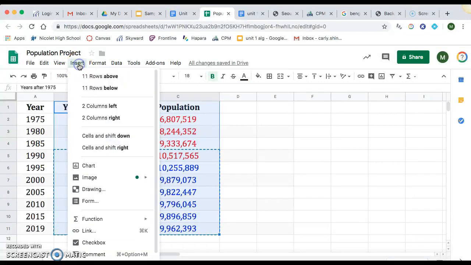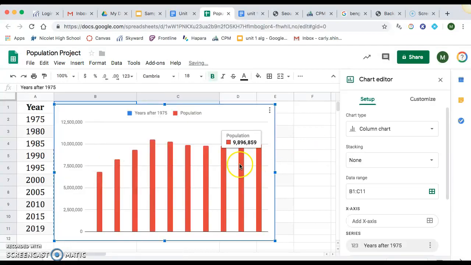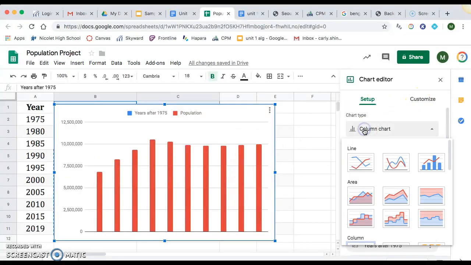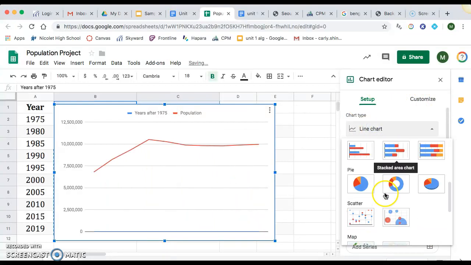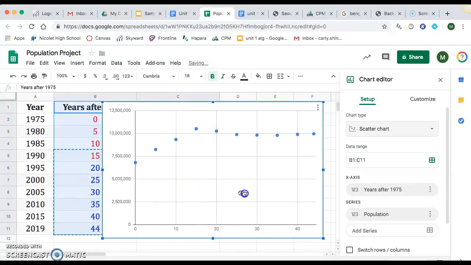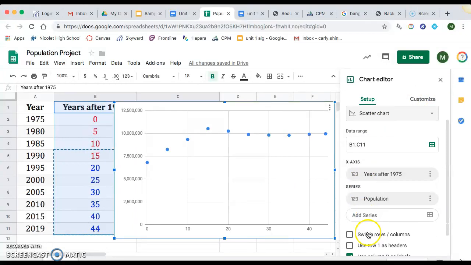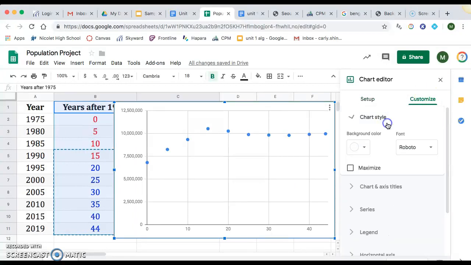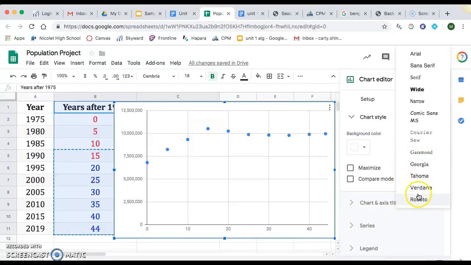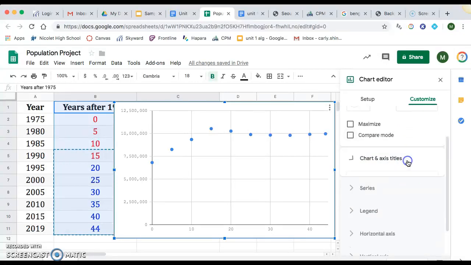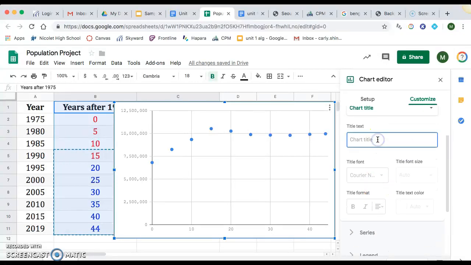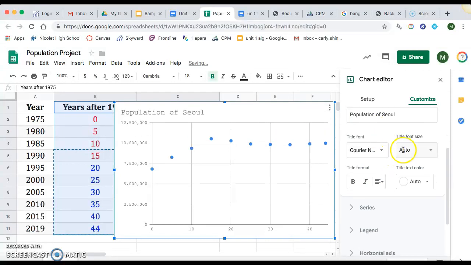And then you want to insert a chart. So insert chart, and I don't really want a bar graph. That's kind of juvenile. I would say either a line graph or I prefer scatter plots. So here is the chart that I am making. And you can do lots of cool things with this actually. You can customize it. You can change the font, I just kept it the same. You can change the axes, change the title, population of Seoul, right?